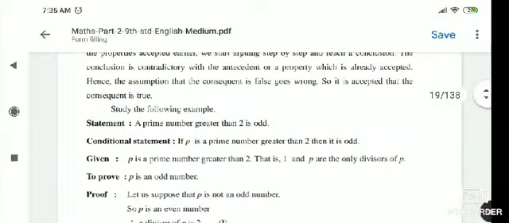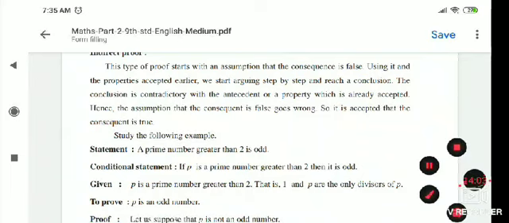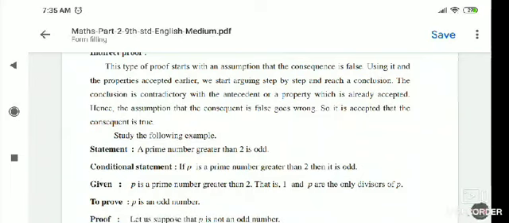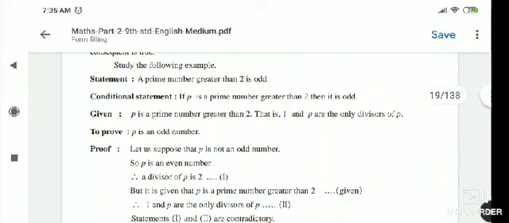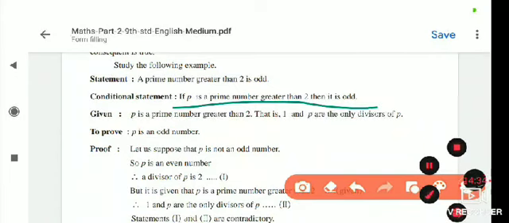And in the indirect proof, whatever statement is given, it is actually true, but we have to take it as wrong. And we have to prove that our assumption is wrong, and that's why the statement is correct. It is the general way of solving indirect proofs. So here the statement: a prime number greater than 2 is odd. We know that only 2 is the even prime number, and other even numbers are divisible by 2. So the conditional statement is: if P is a prime number greater than 2, it is odd.